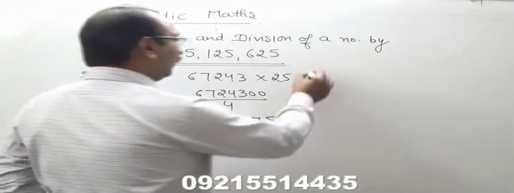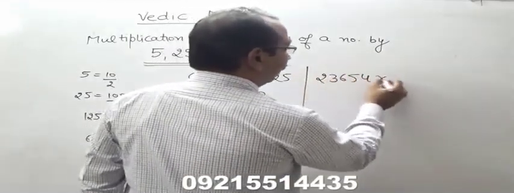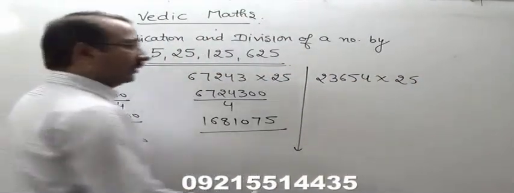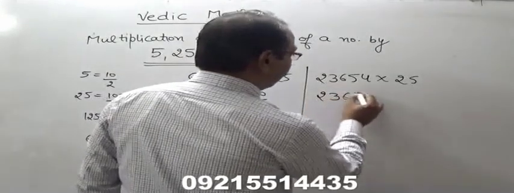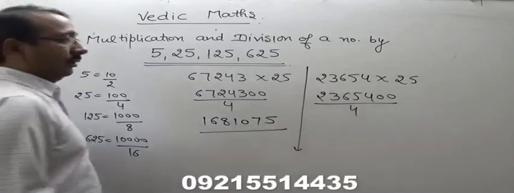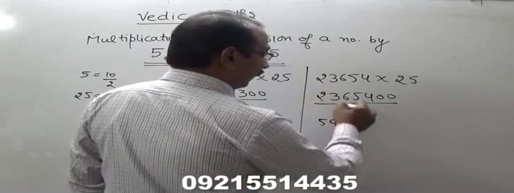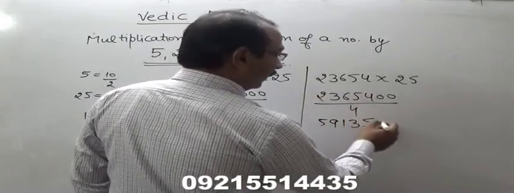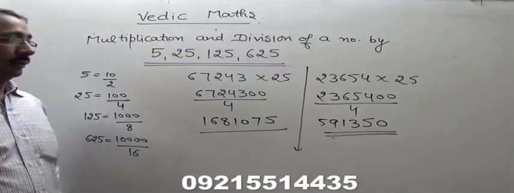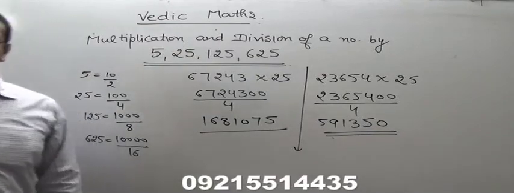Okay? Take one more example. 23654 into 25. What I can say is that 25 means 100 by 4. So 2365400 divided by 4. Now 4 into 23, 5, 20, 36, 9, 5, 4, 1, 14, 3, 12, 25, 0. So my answer is 591350. So that becomes our answer.